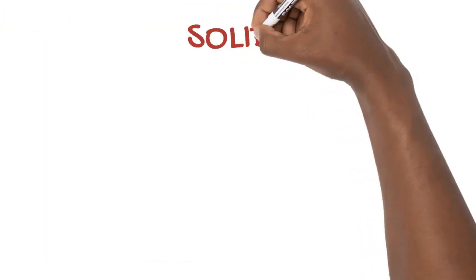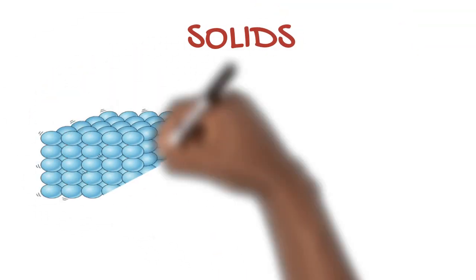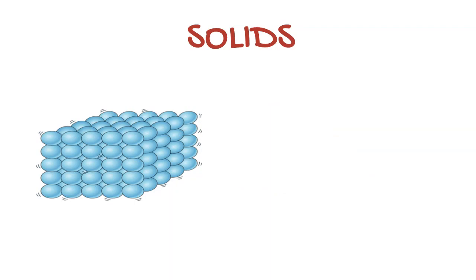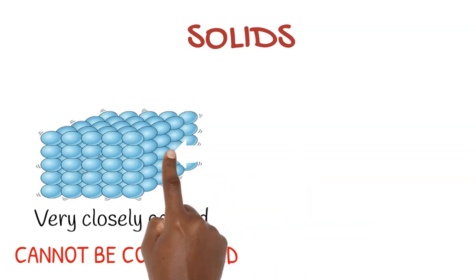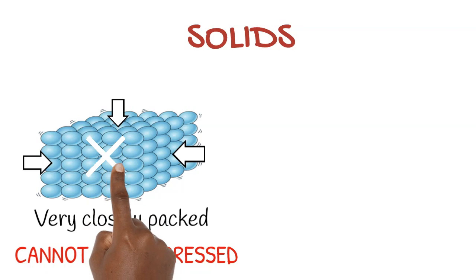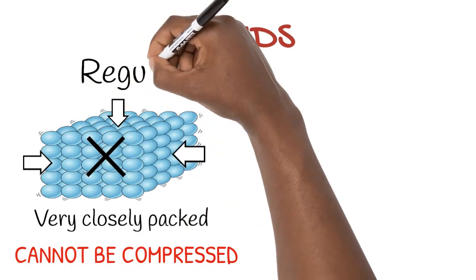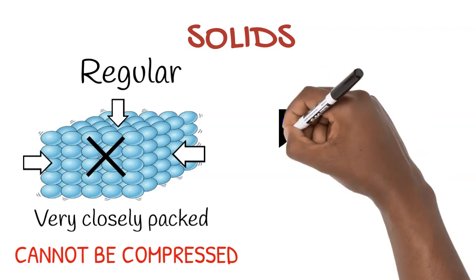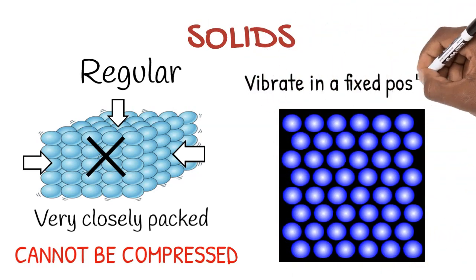So let's look at solids. Here's a particle diagram for solids. The particles within solids are very closely packed, meaning that solids cannot be compressed, because as you try to compress solids, the particles are so close and they do not move. In terms of arrangement, they are regularly arranged, and the particles within solids can only vibrate in a fixed position.